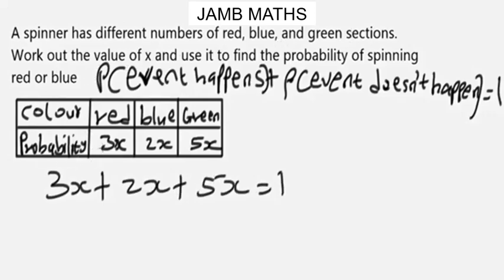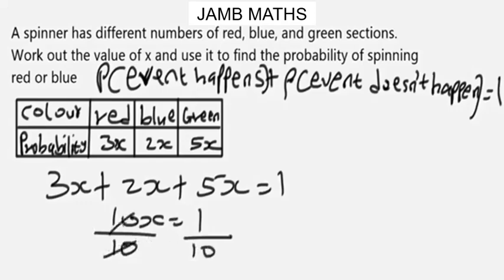So the probabilities we have here, red, blue, and green, add up to 1. The probability of the event happening and the event not happening add up to 1. When you do this math, everything here will give you 10x equals 1. Dividing by 10, x will be 0.1 or 1 over 10. Now this is the value of our x.